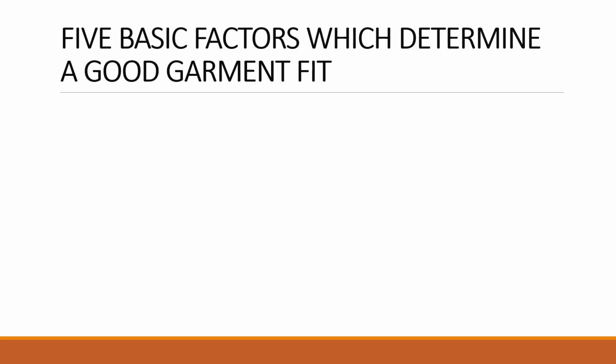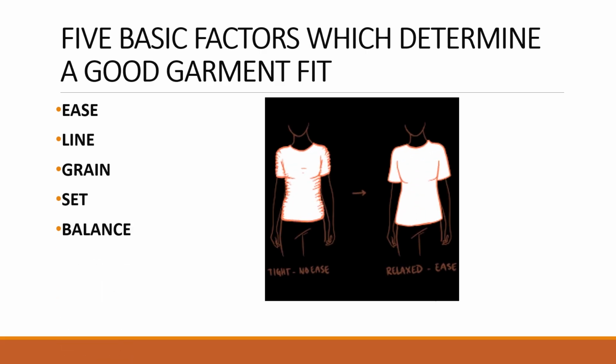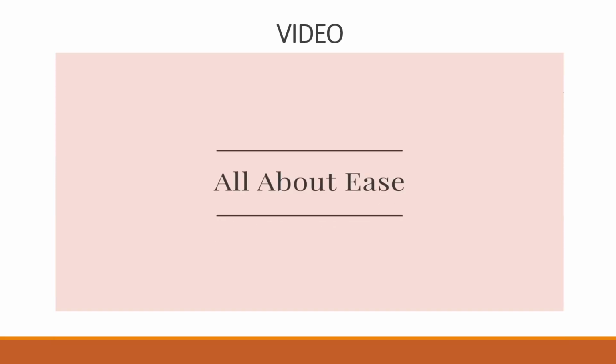Now there are 5 basic factors which can give a good garment fit. Let us see to it. I already talked about these points. One is the ease, another is the line, then the grain, set, balance. So these are the important parameters which actually regulate the garment fit. Those are the important factors in the garment. So let us see what those are. Let us see a video now to know about the ease property.